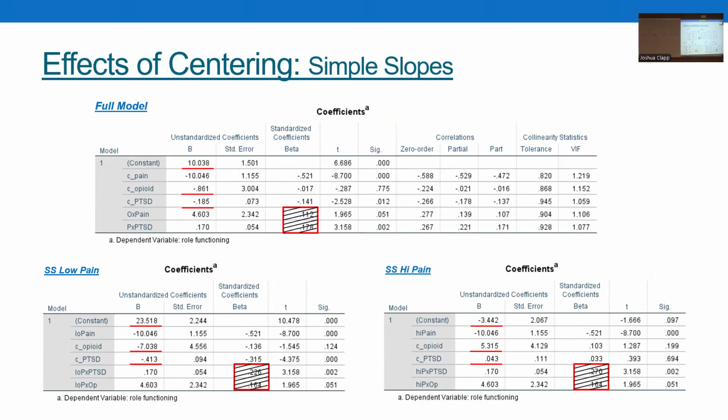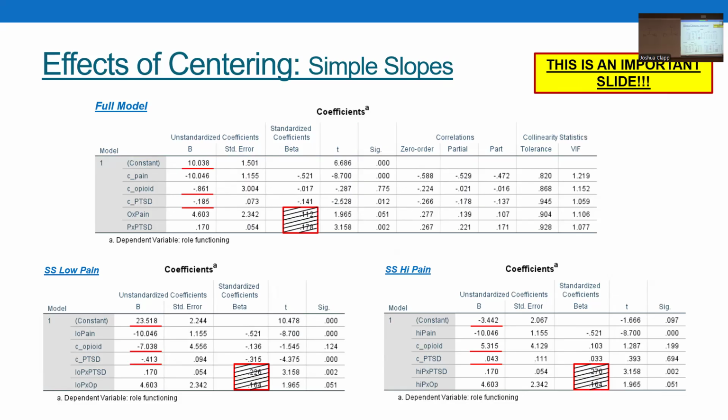Okay. This one is an incredibly important slide. Here is my full model. This is the model that we went through with our centered variables. So we have centered pain, centered opiate use, centered PTSD, and then the interaction of centered opiate use and pain, the interaction of centered pain and centered PTSD.